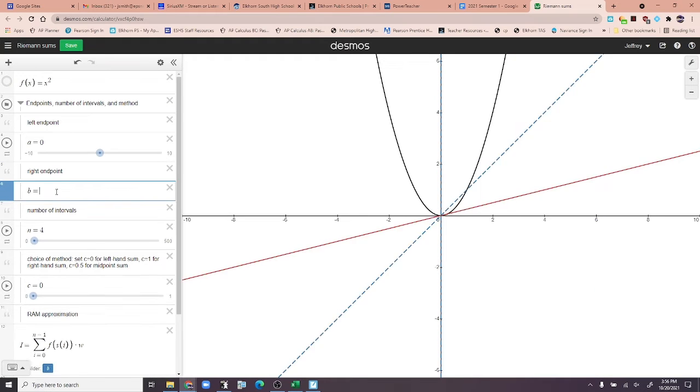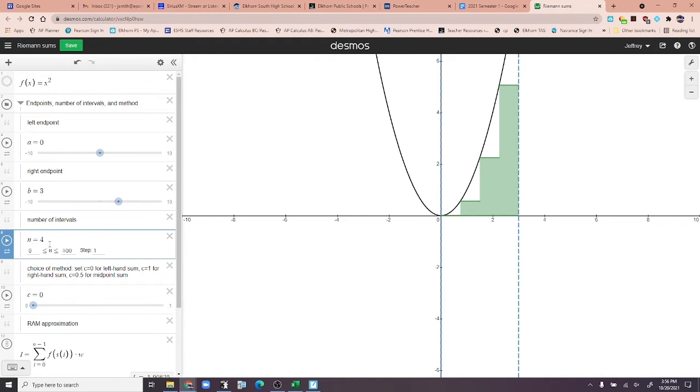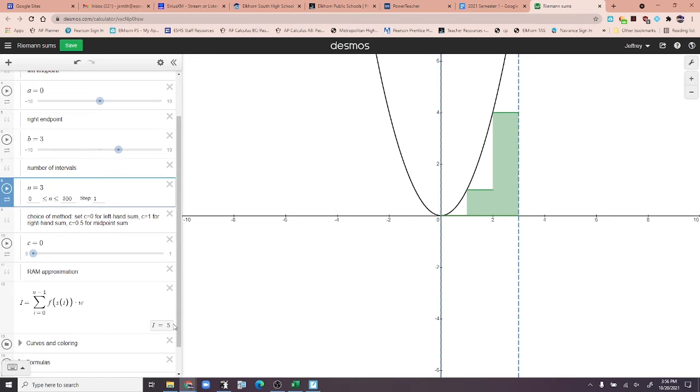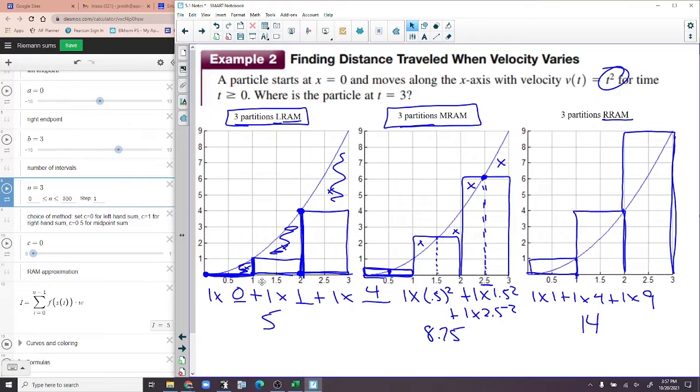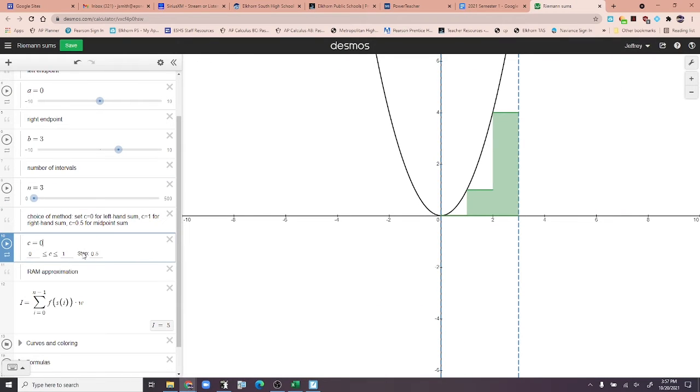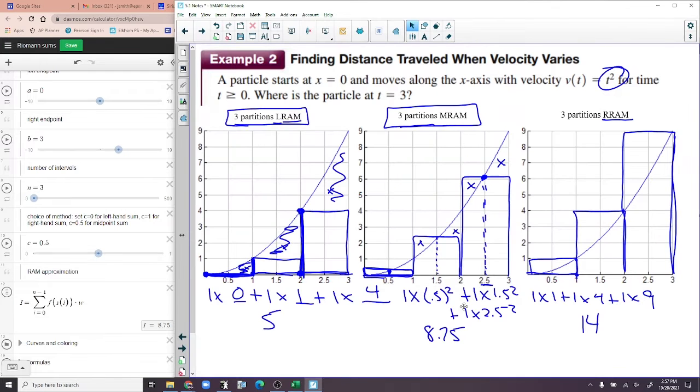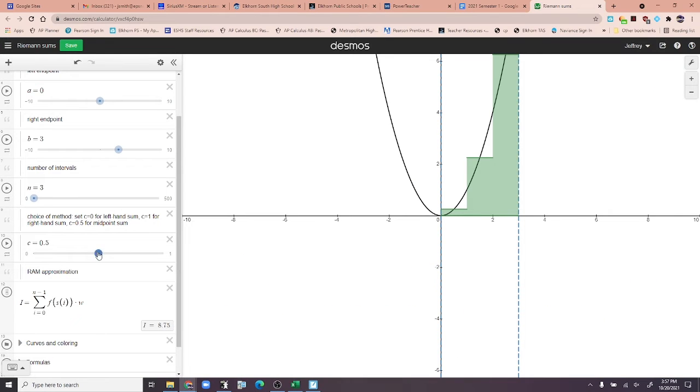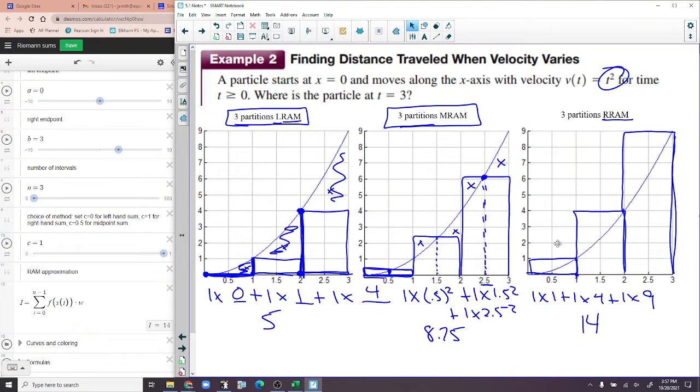We're going to 3, and we have 3 rectangles that we're using. This says choice of method, set c equals 0 for left-hand sum, c equals 1 for right-hand sum, and c equals 0.5 for midpoint. And we're getting an estimate of 5 on left. And if we look back at our estimate, it was 5. Now if we click over to make this 0.5, now the estimate is 8.75, and that's what we got, 8.75. And then over to the right, the estimate is 14, and we have an estimate of 14.